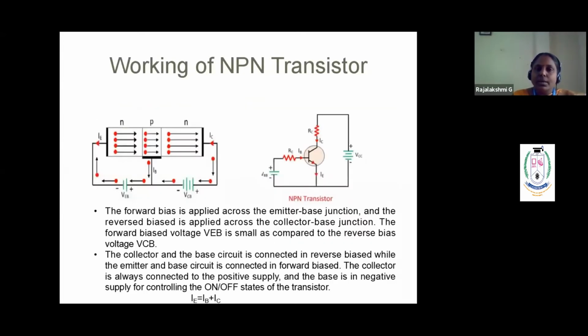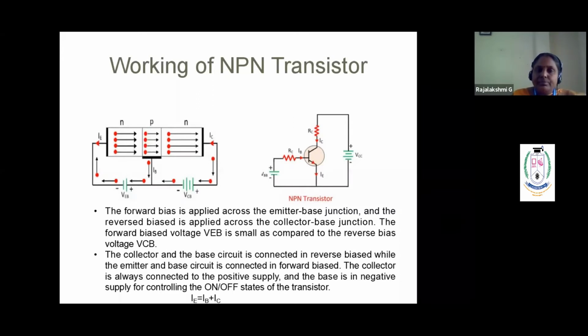Next is the working of an NPN transistor. Here, as I told you, you can find the structure. It has two PN junctions, as if two PN junctions are sandwiched: N, P, N. We know that N type has majority carriers as electrons, P type has holes as the majority carriers, and again on the N side, you'll have electrons as the majority carriers.